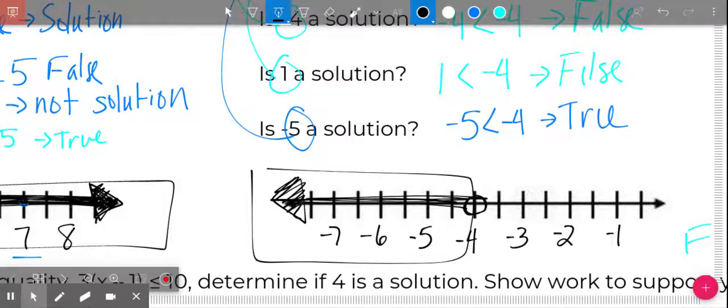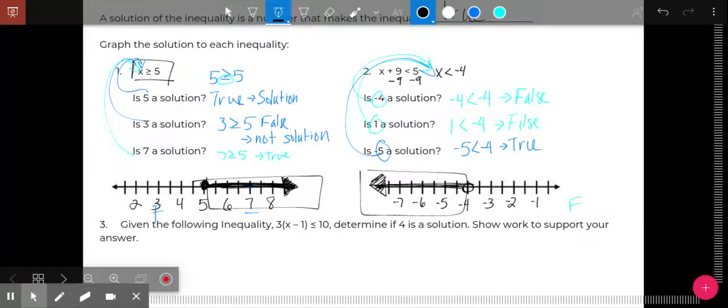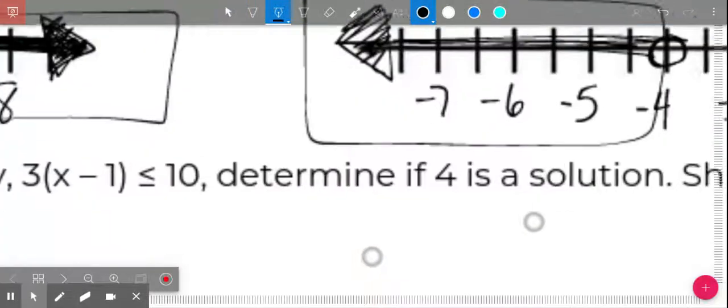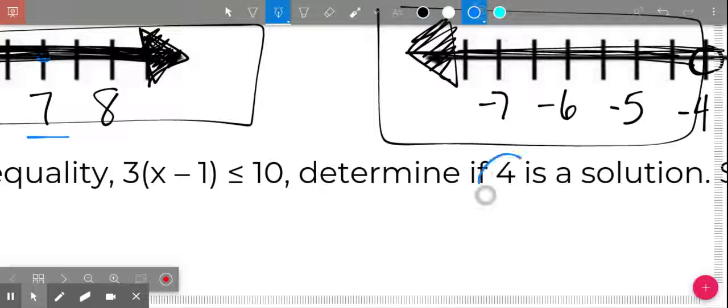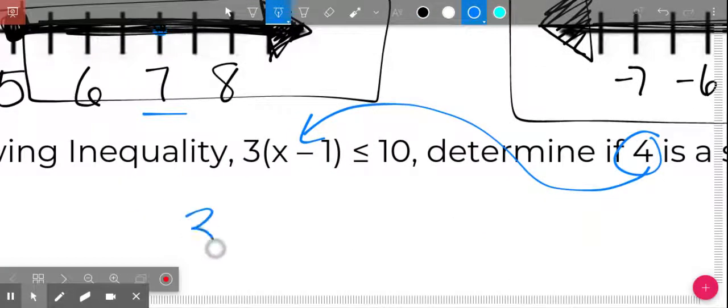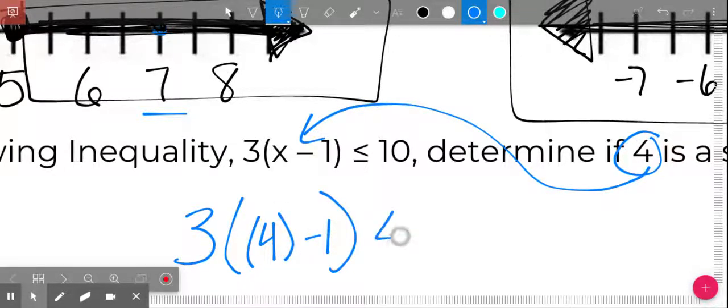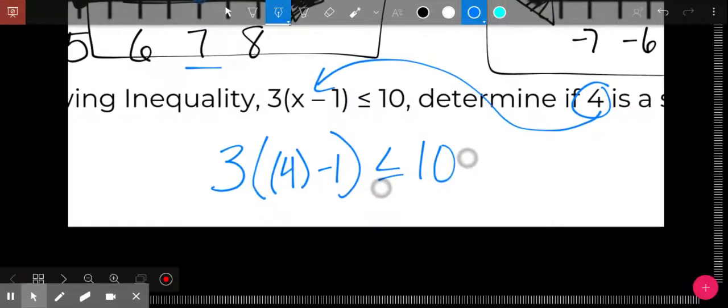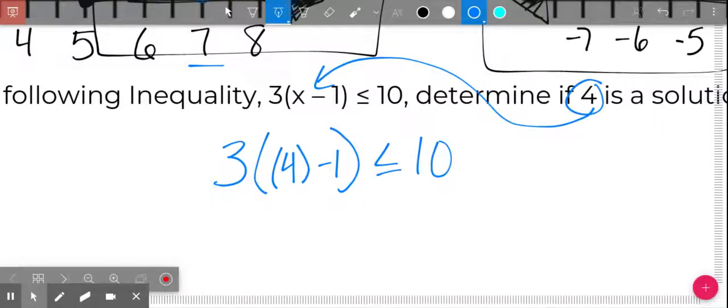All right, just a little bit of review. Number 3 is what we've been talking about, where we've been checking and testing our solutions. It says, given the following inequality, 3 times x minus 1 is less than or equal to 10, determine if 4 is a solution. So we're going to take that 4 and plug it in for the x. That gives me 3 times 4 minus 1 is less than or equal to 10.